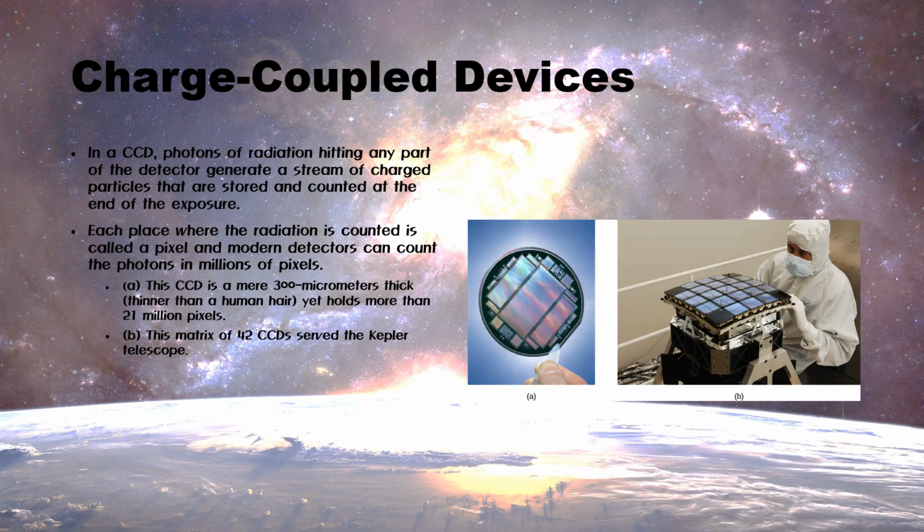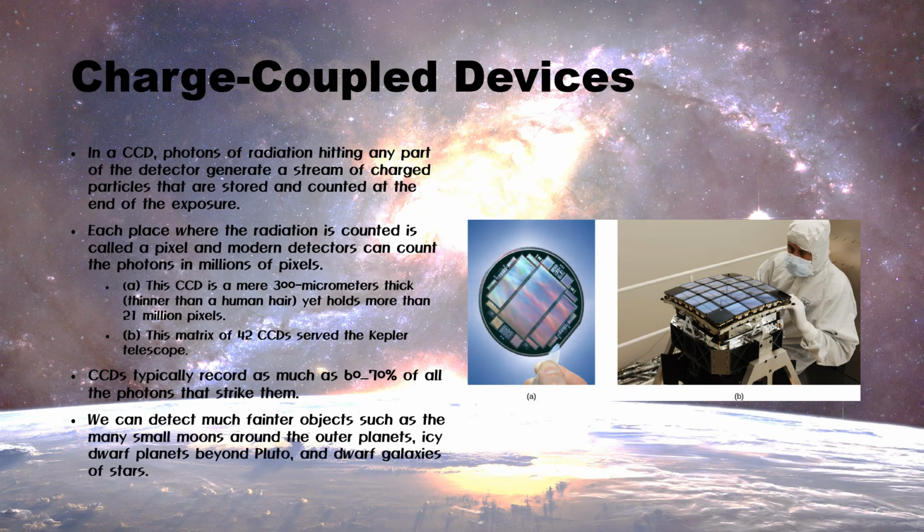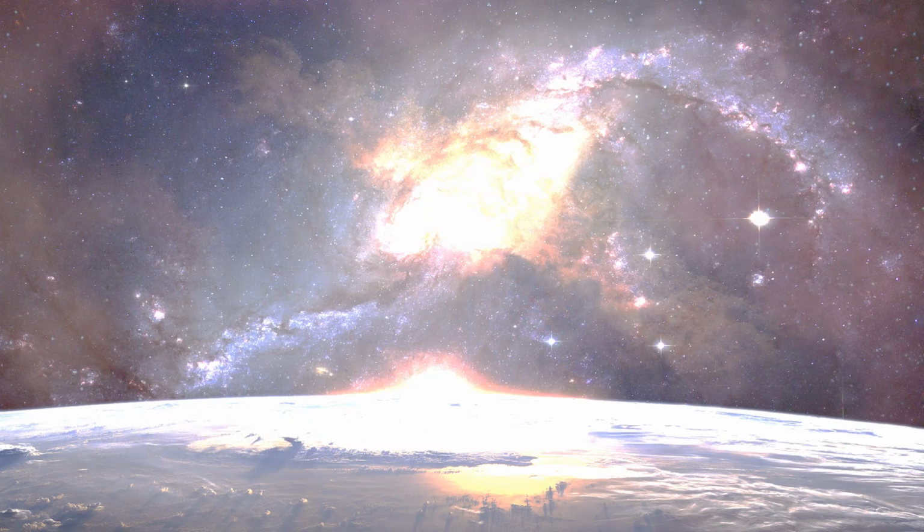And if we look at image B, this is a matrix of 42 CCDs, and these are what actually are aboard the Kepler telescope. Now, CCDs typically record as much as 60 to 70% of all the photons that strike them. So that's a much bigger capture rate than what we saw previously when we said it's like 1%. So we have a much better image here. And because we can capture so much more, we can detect fainter objects such as the many moons around other planets, icy dwarf planets beyond Pluto, and even dwarf galaxies of stars.